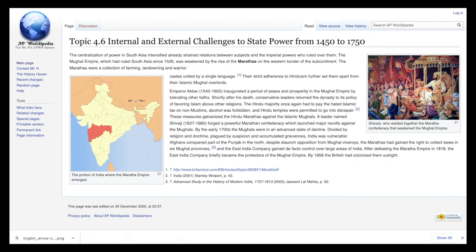So that's an example of resistance, or an obstacle to putting together or centralizing power. The Mughals aren't really ruling as well as they could if you got a rebellion in one area and they refuse to recognize the rule of the Mughals. So you have the Marathas. And by the way, if you look at 4.6 on AP Worldopedia, it explains all about the Mughals and the Marathas there. Another one, the Maroon Societies.